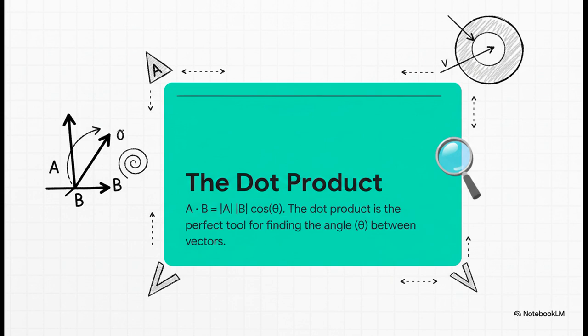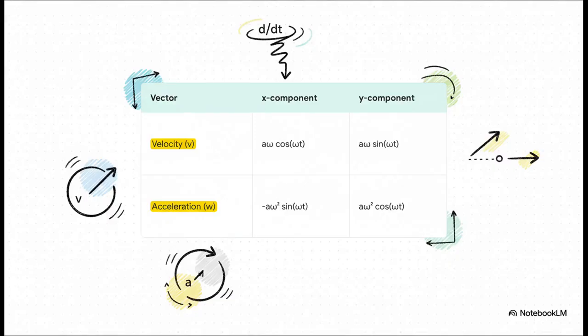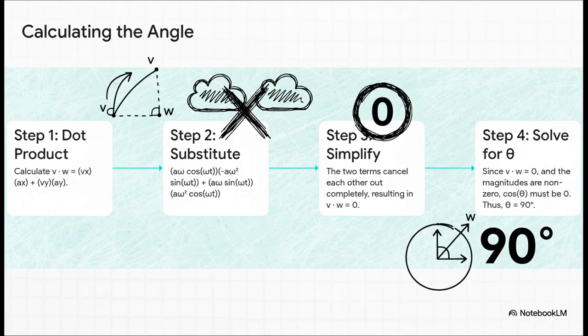We've already got the velocity, so now we just need to find the acceleration. And getting the acceleration is no problem. We just differentiate the velocity components one more time with respect to time. So here they are, all laid out side by side, ready for us to do our dot product calculation. Okay, let's do the math.